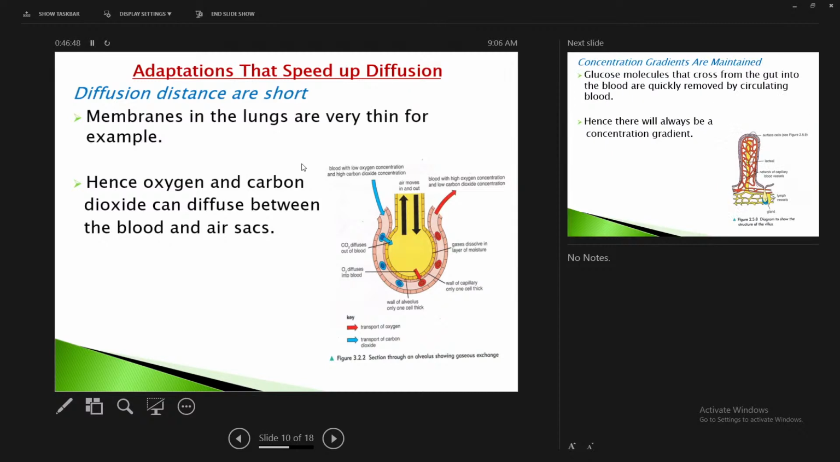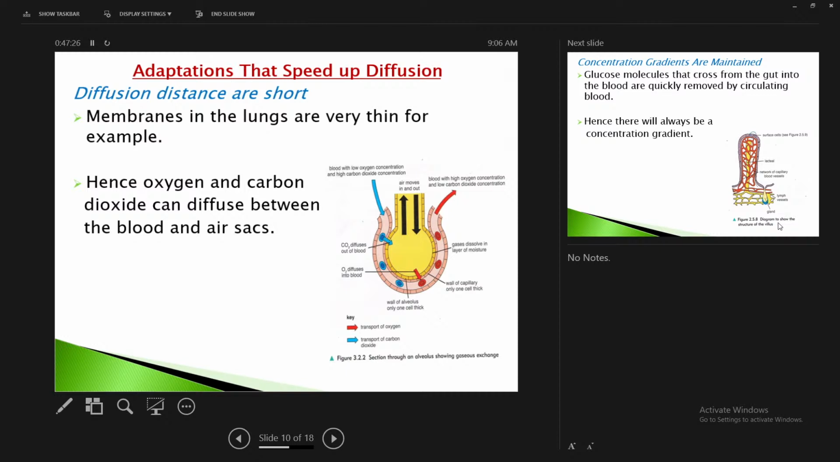All right, so concept: adaptations that speed up diffusion. There are some features of the human body, or the environment, just about anywhere diffusion is taking place, that need to exist to actually speed up the rate of diffusion. So, diffusion distances are short.